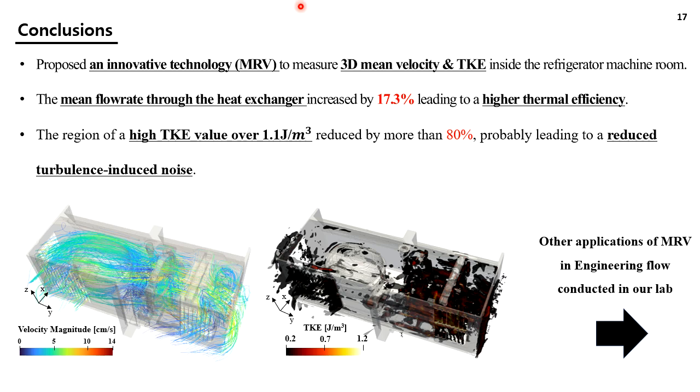And so in this study, we successfully visualized the 3D mean velocity and TKE inside the refrigerator machine room by MRV. In the improved model we proposed, the mean flow rate through the heat exchanger increased by 17%, leading to a higher thermal efficiency, and the region of a high TKE value reduced by more than 80%, probably leading to a reduced turbulence-induced noise.